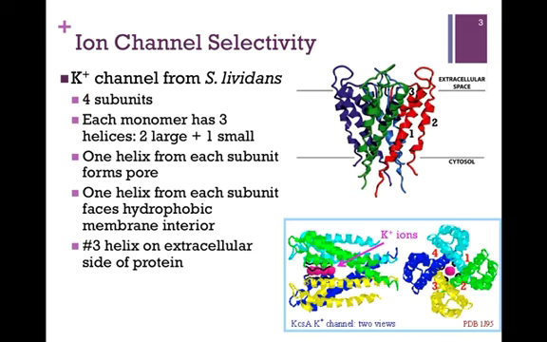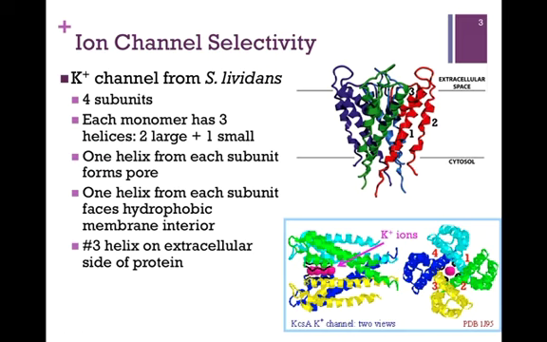Let's look, for example, at the potassium channel from S. lividans. And that's illustrated in our ribbon diagram on the upper right here. It has 4 subunits highlighted here by the different colors, purple, blue, green, and red. As you can see, each monomer has 3 alpha helices, 2 large ones and 1 small one, and I've labeled them for you in the red monomer here. 1 helix from each subunit forms that central pore. One of the helices from each subunit faces the hydrophobic membrane interior, and we can think of that as helix number 2 here. And as you can see, that third helix is shorter and facing the extracellular side of the protein.